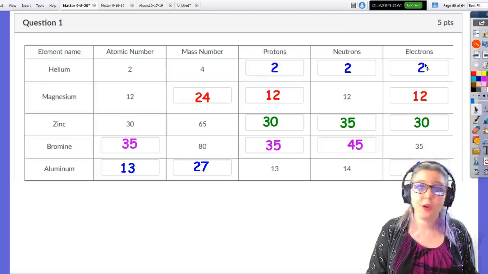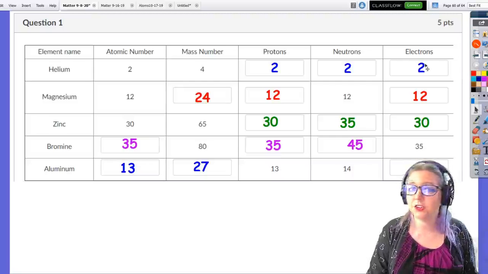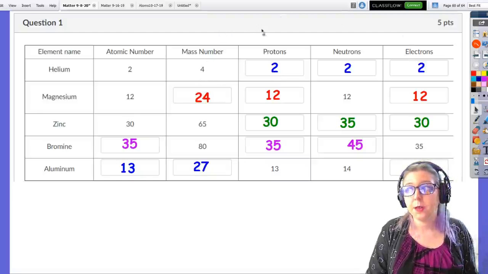Remember, there are no ions in this chart. On your quiz tomorrow, on your unit quiz, there will be no charges, no ions. So if you know your protons, you know your electrons. Then I was told my mass number is 4. So 4 minus my 2 protons gives me 2 neutrons.